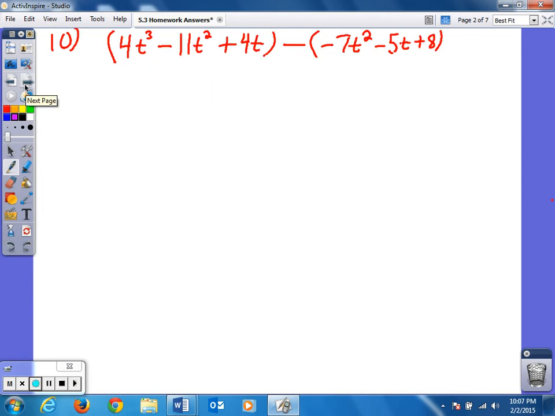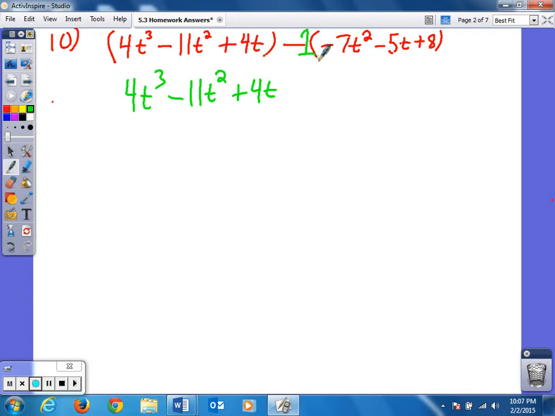For number 10, we have to be a bit more careful because we have subtraction. In the first set of parentheses, we can just write that down as normal. But for the second set of parentheses, we're subtracting it. So you can think of this as being a negative 1 outside the parentheses in front of it. So you want to distribute that negative 1 through the parentheses. In other words, you're going to flip the sign of each thing in the parentheses.